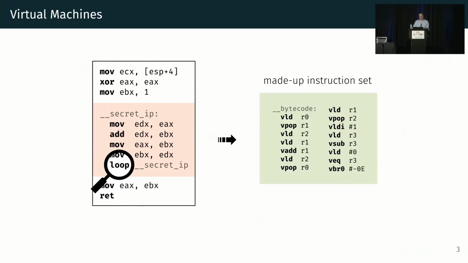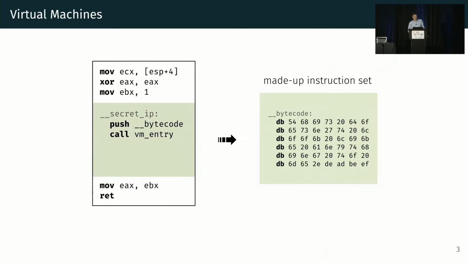So what we do is we make up a new instruction set architecture, and we transfer our intellectual property from the normal code, so to speak, into this new instruction set. We then replace our original code with a VM interpreter that knows how to interpret this made-up instruction set. And now the attacker has a blob of data they cannot understand because they don't know this instruction set.